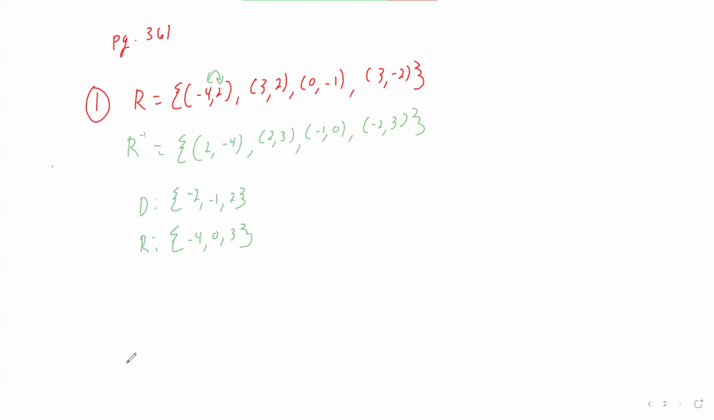All right. And then to graph it, this becomes 1, 2, 1, 2, 3, 4, 2, 1, 2, 3, -1, 0, and then -2, 3. All right. And I believe that's all it wanted you to do.